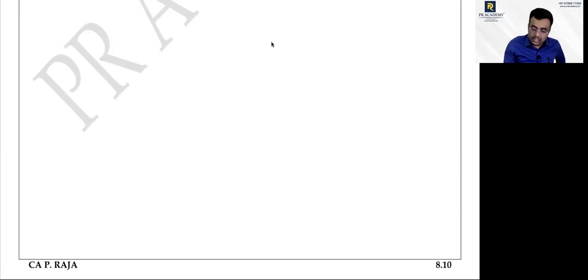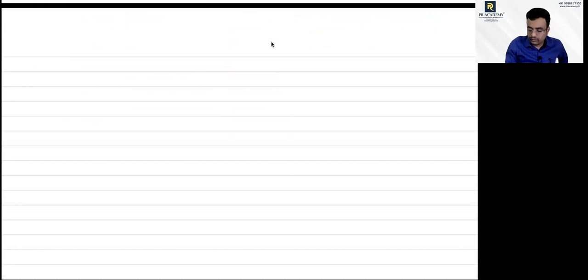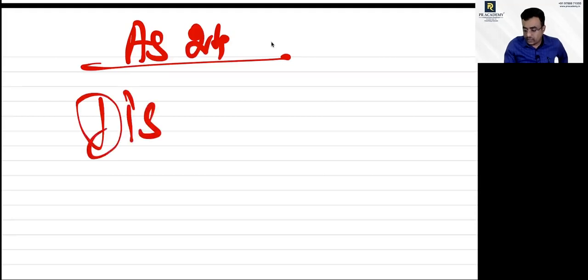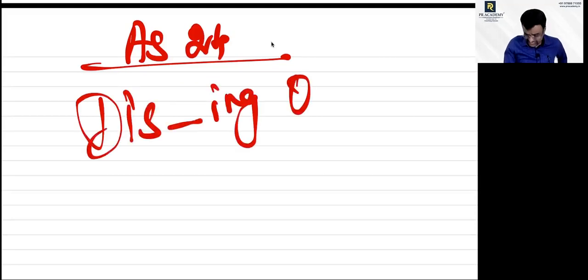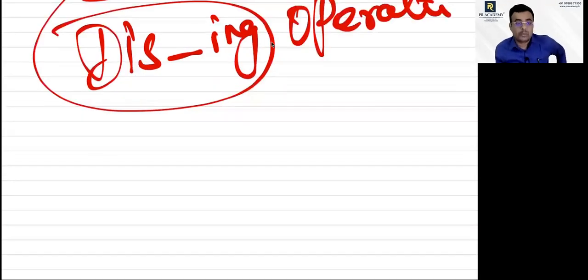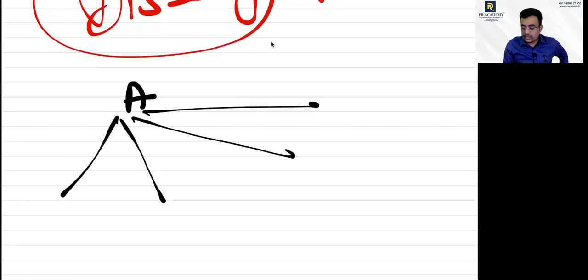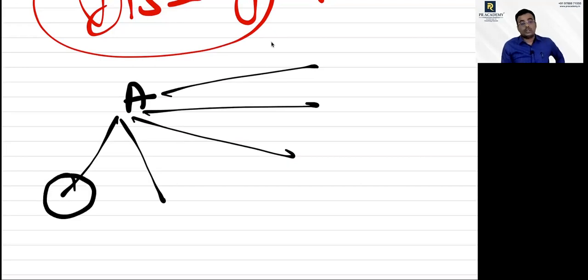Now I move forward with the next standard. What is the next standard? AS 24, Discontinuing operation. Not discontinued operation, discontinuing operation. Now listen. There is a company called A Limited. In A Limited, there are different businesses. One business I have planned to discontinue on a lump sum basis with proper planning. Then it will be called a discontinuing operation.